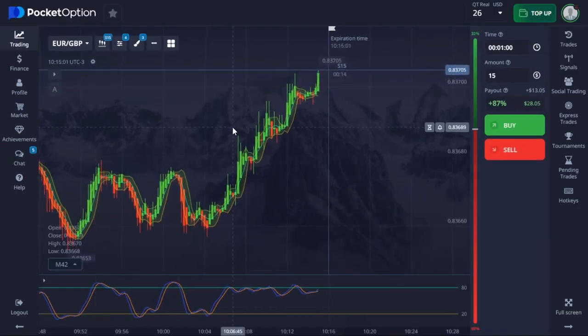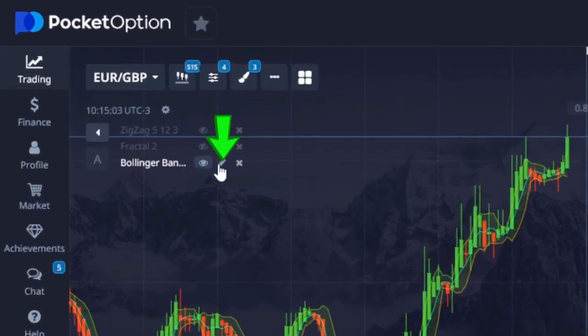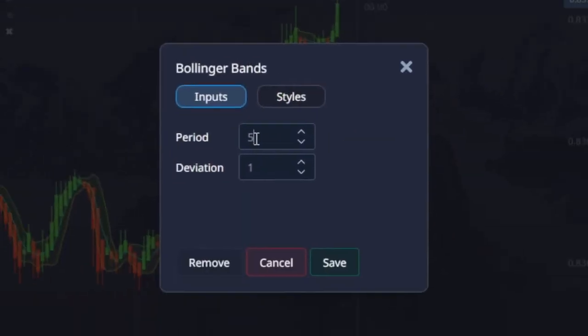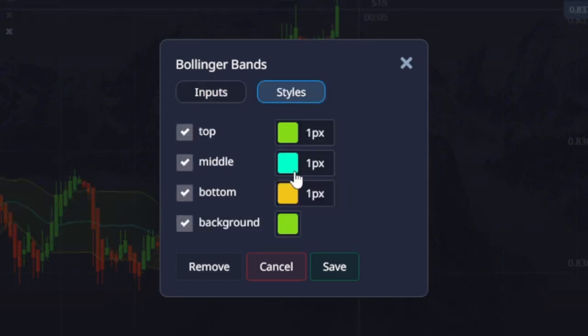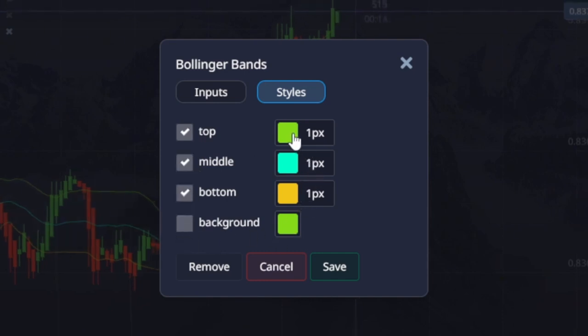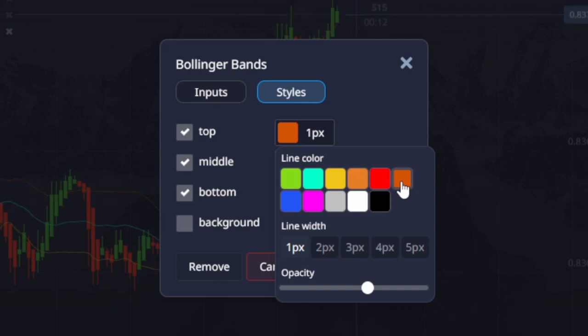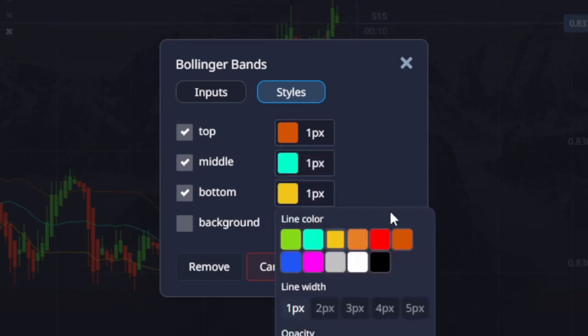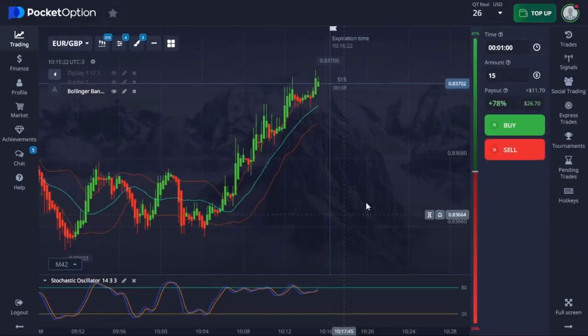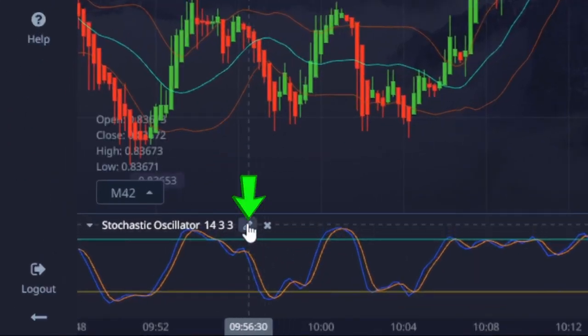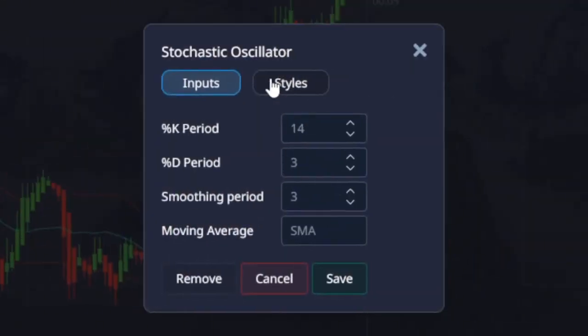We're gonna set this with 20 periods. All right, 20, one deviation, and the colors, guys, that is up to you. Just select the best for you, and I just want to select the background and select orange for this. And now on the Stochastic Oscillator, I will set it up with 14, 3, 3 and the style with that one. Okay.